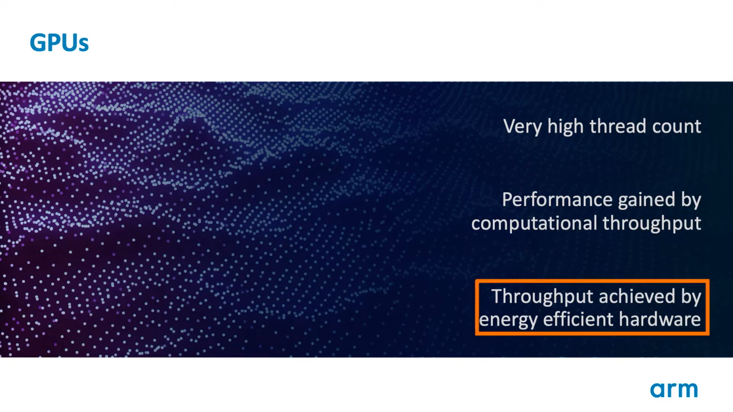High performance is achieved by building the most energy-efficient hardware that we can, and exploiting the parallelism inherent in the problem domain to run many energy-efficient hardware units in parallel.